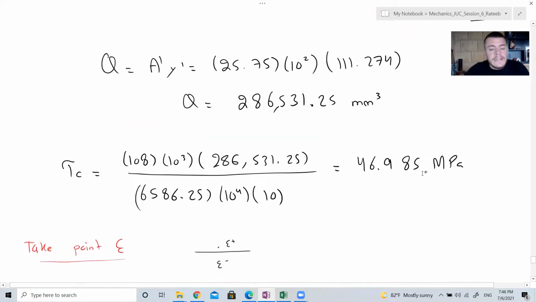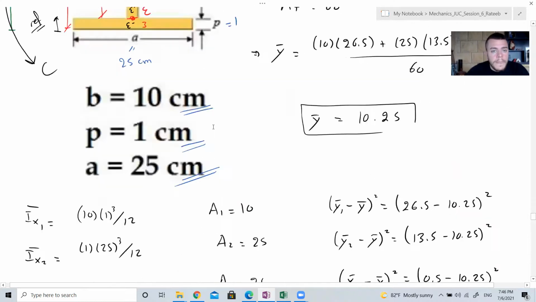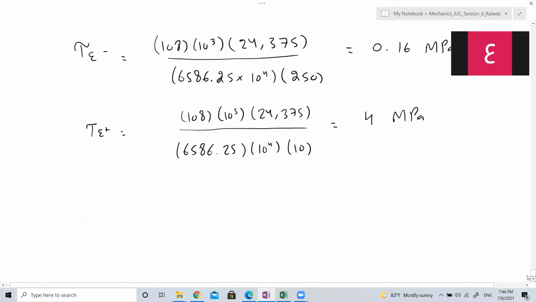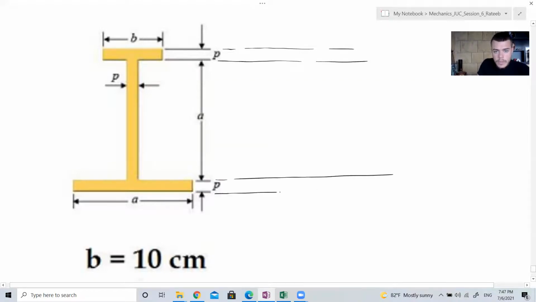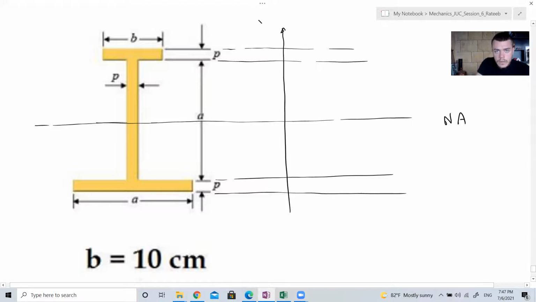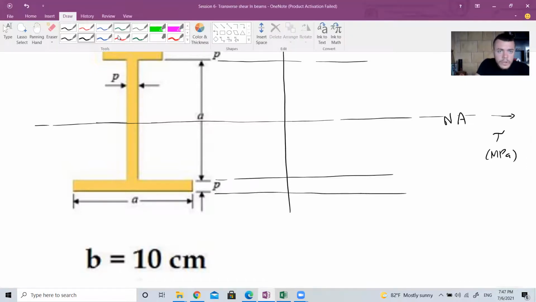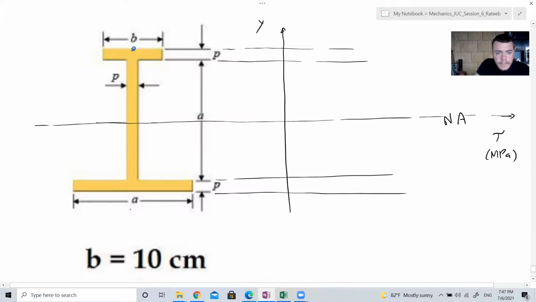Now you can draw the shear stress distribution. Is it clear? Clear. So at this point, this point, at this point, and at the neutral axis, this is the neutral axis. Here you have y, here you have tau in megapascals. What is the shear stress at this point and at this point? 0, 0, 0. These are point E, point C, point B, and point A.